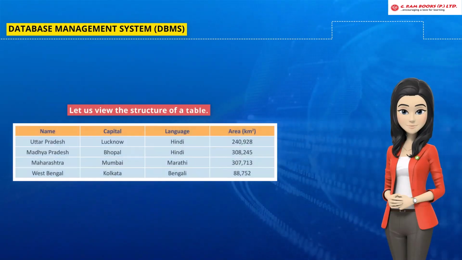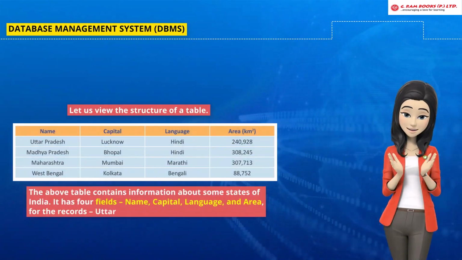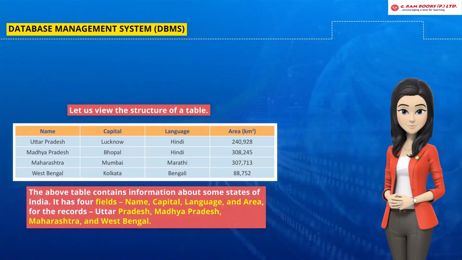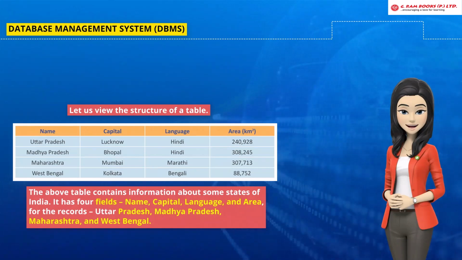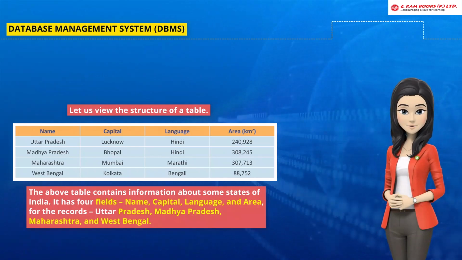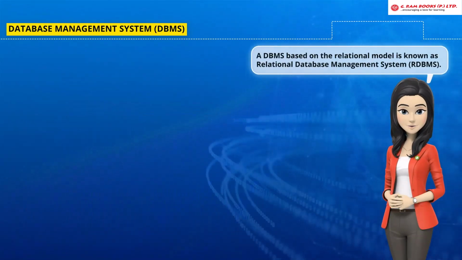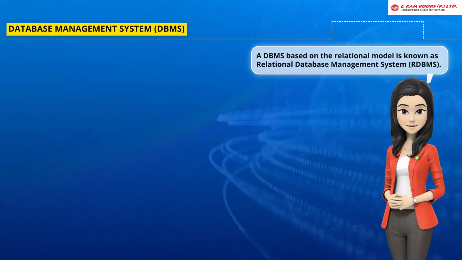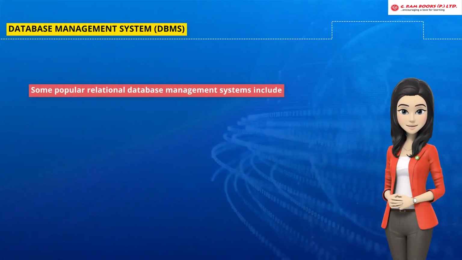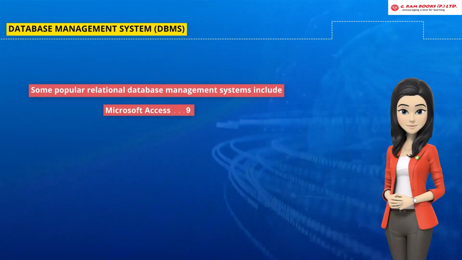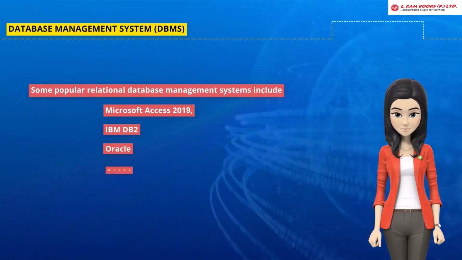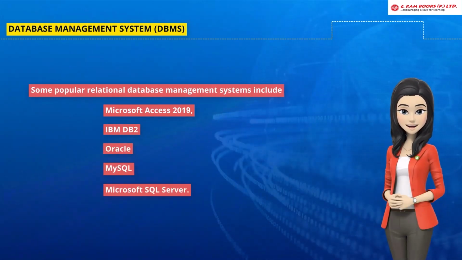Let us view the structure of a table. The above table contains information about some states of India. It has 4 fields: name, capital, language, and area for the records Uttar Pradesh, Madhya Pradesh, Maharashtra, and West Bengal. A DBMS based on the relational model is known as Relational Database Management System, RDBMS. Some popular relational database management systems include Microsoft Access 2019, IBM DB2, Oracle, MySQL, and Microsoft SQL Server.